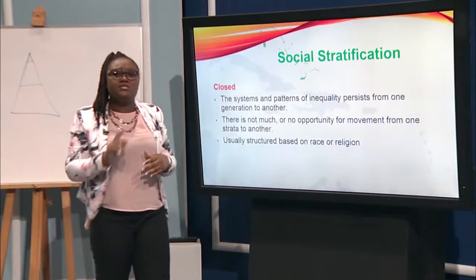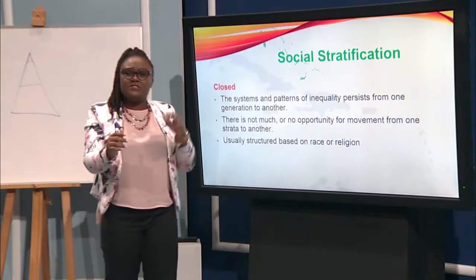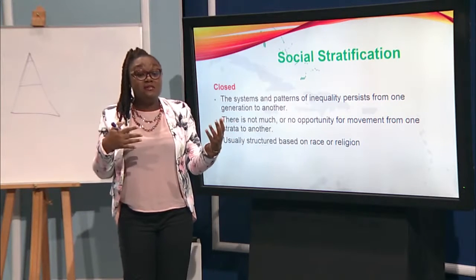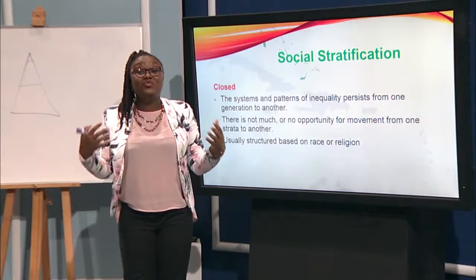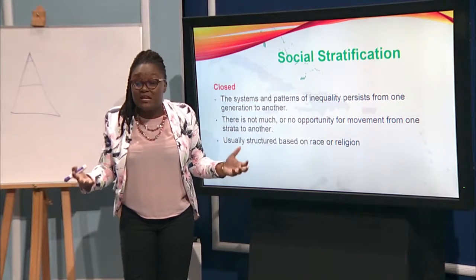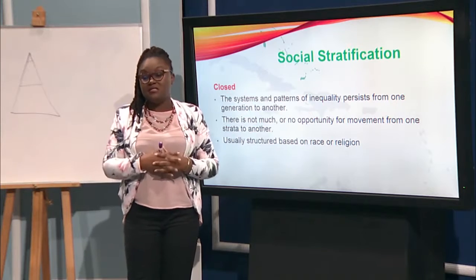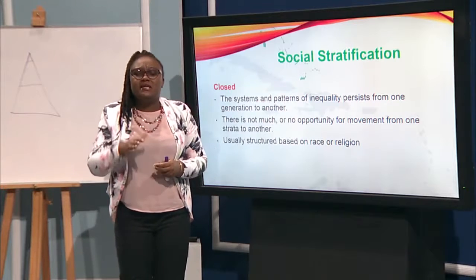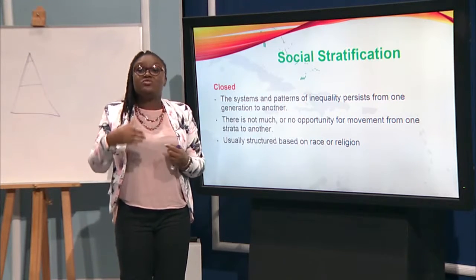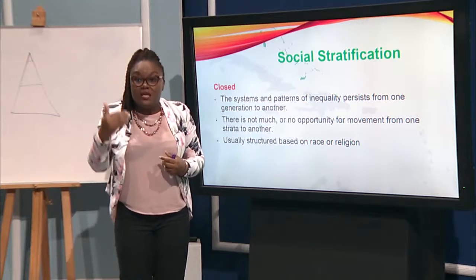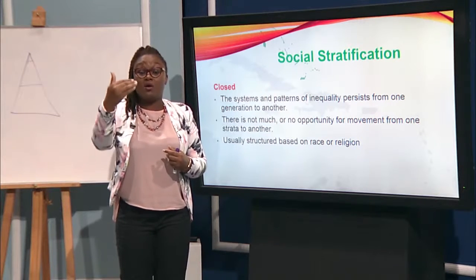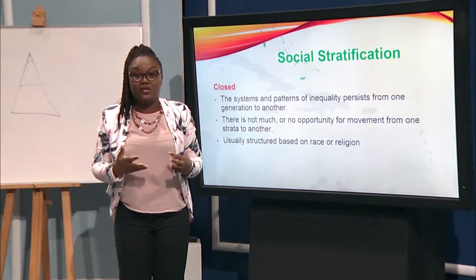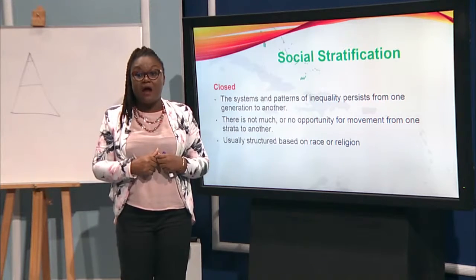Now let's look at the closed system and define it. If we said the open means that you can move up or down or across, it means for the closed that there is no movement. Little, very, very little, or no movement in this kind of system. All right? And it says that there is inequality in the system. Obviously, once you have a stratified society, then there is inequality. But even more so in a closed system, because the individuals of that society do not have an opportunity to move from where they are, right?